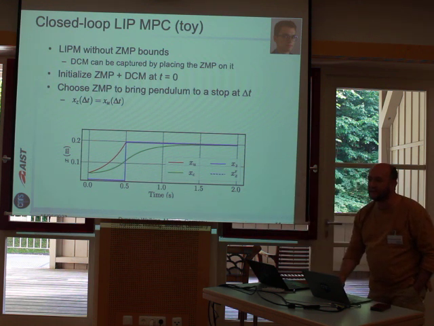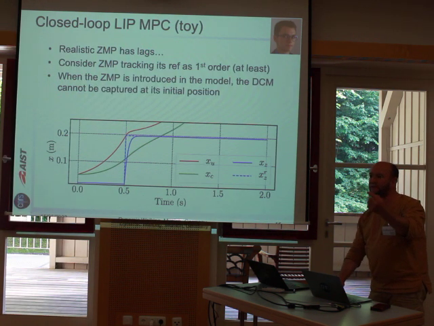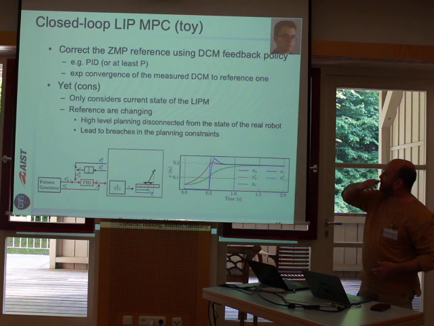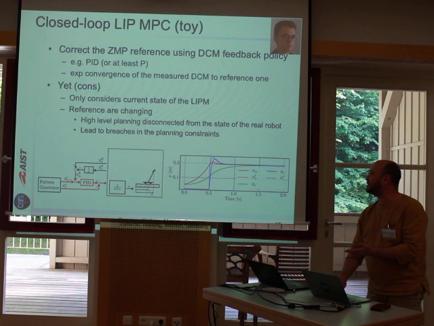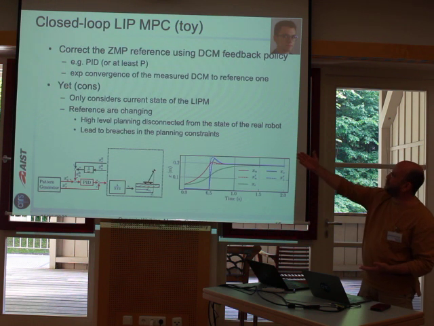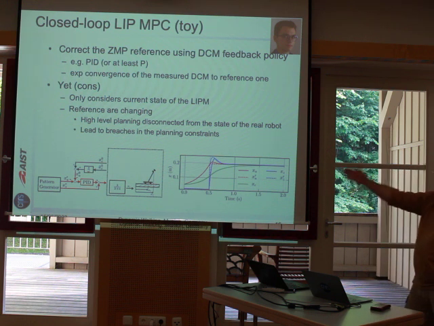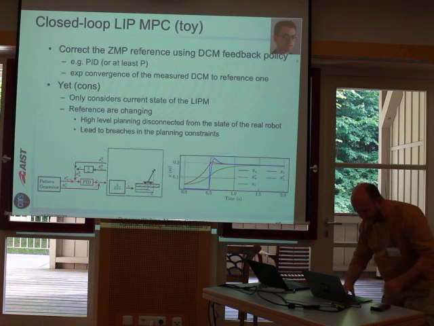Okay, but this is not realizable, of course, because the ZMP has a delay. And when you try to integrate the ZMP model inside the model with the lags, because the ZMP always has a lag, then you cannot capture the DCM any longer. And basically what you do, this is also classical knowledge, is you correct the ZMP reference using the DCM feedback. Here I took the example of the PID.